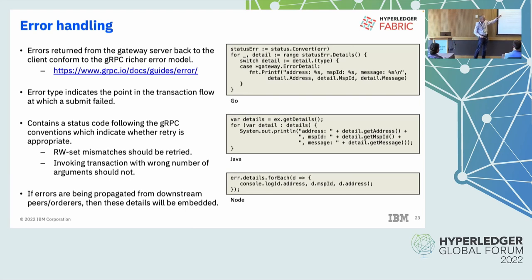And also, these gRPC errors have extra details that can be added to them. And what we've done is, when the gateway fans out to other peers and ordering nodes, if they return gRPC errors, then we bundle them together under this details section, and if you look at the error message, you can dig down into the details. You can see which peer actually threw the error and why. So we've got a lot more detail on the error messages there, and there's just some snippets of code that show how you would dig down into the details.